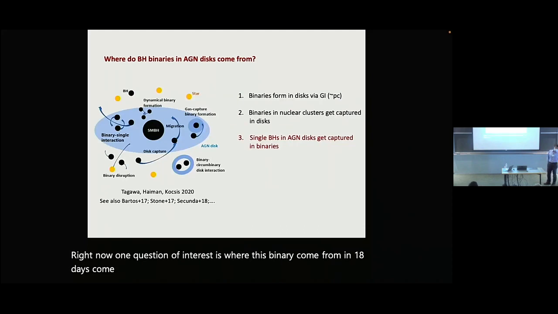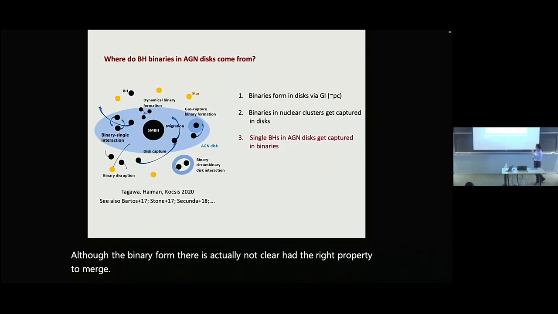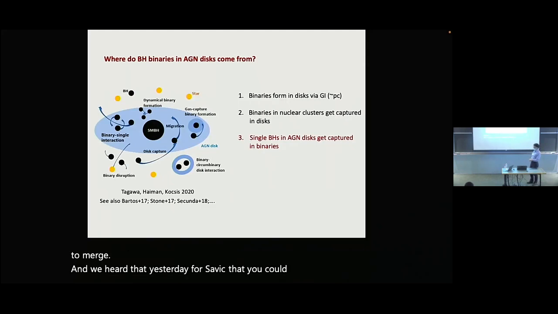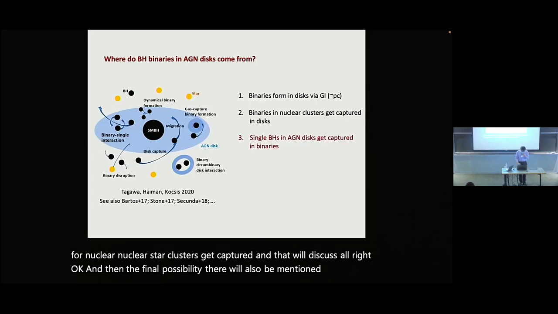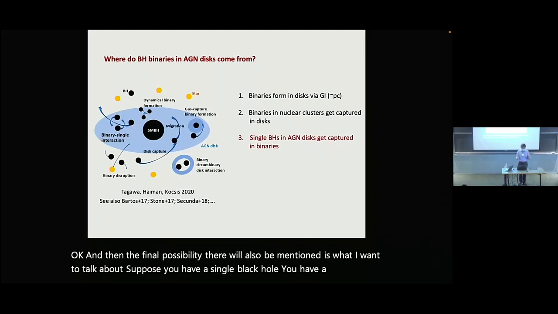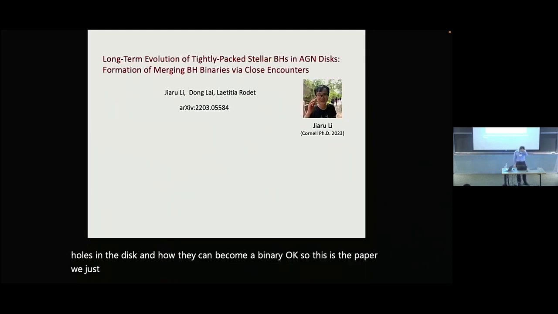There are several possibilities that have been discussed. One, of course, is that the binary could just form in the AGN disk. The AGN disk at the 1 parsec scale is also gravitationally unstable, so you have fragmentation and therefore form binaries. That's expected, although it's not clear the binaries formed there have the right properties to merge. We also heard yesterday from Savik that you could have binaries captured from the nuclear star cluster, which some people discussed. And then the final possibility, which is what I want to talk about: suppose you have a single black hole in the AGN disk, how can they become a binary? This is a paper we just posted a few days ago, and the main author is over here, Jialu Li, a graduate student.